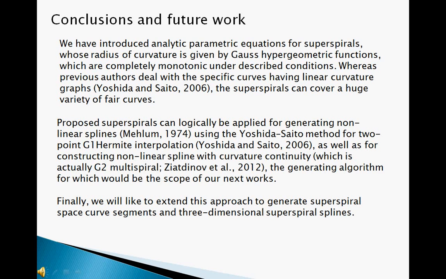Proposed superspirals can logically be applied for generating nonlinear splines using the Yoshida-Saito method for two-point G1 Hermite interpolation, as well as for constructing nonlinear splines with curvature continuity, which is actually G2 multispiral, the generating algorithm for which would be the scope of our next works. Finally, we would like to extend this approach to generate superspiral space curved segments and three-dimensional superspiral splines.